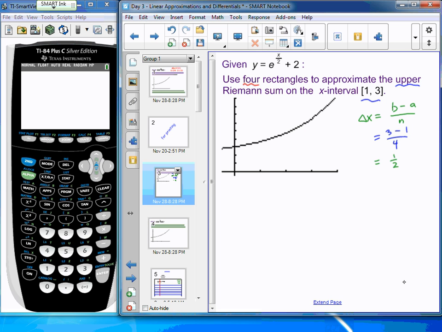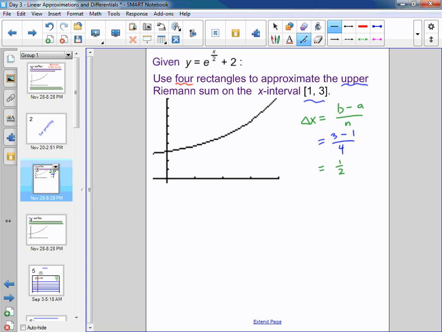So let's go ahead and draw those in. Starting at 1, we'll have snap. And we need 4 rectangles, so it looks like right here too. Okay, so we'll partition our interval into 4 equal subintervals, each with width delta x, and then we need the height of those rectangles. Where do we go to get the height? That depends on the directions.